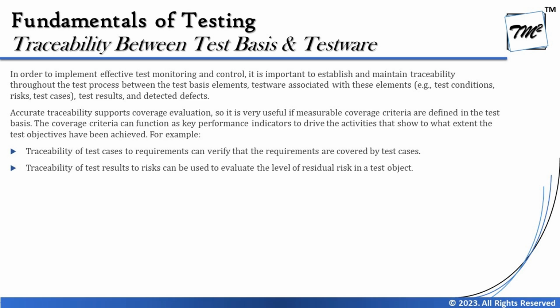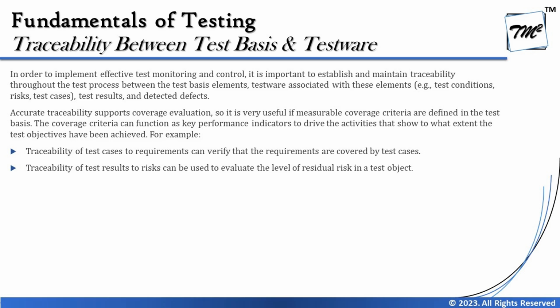Accurate traceability supports coverage evaluation, so it is very useful if measurable coverage criteria are defined in the test basis. The coverage criteria can function as key performance indicators to drive the activities that show to what extent the test objectives have been achieved. So I think it totally makes sense that when it comes to measuring coverage and achievement of your goal, or a certain percentage measurement of how much we are done and how much more to go, traceability will help you determine the same.